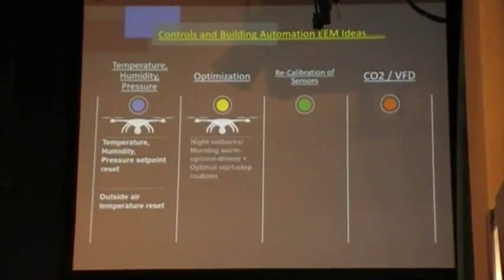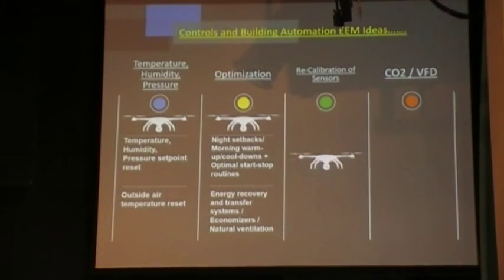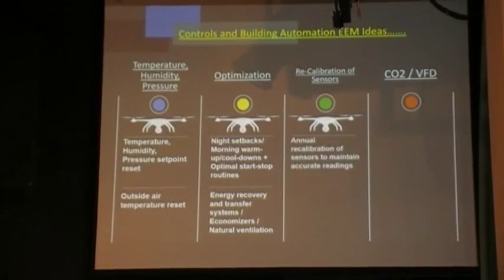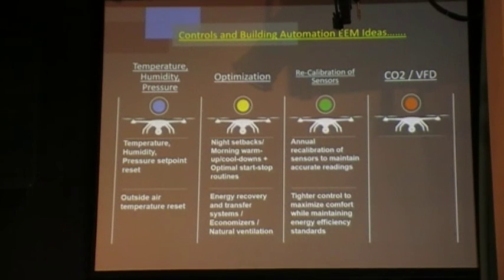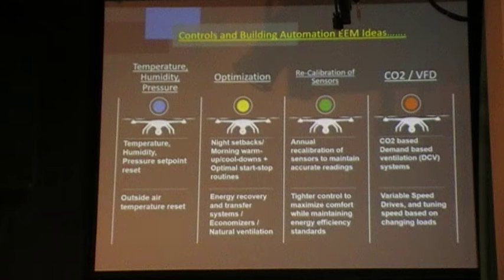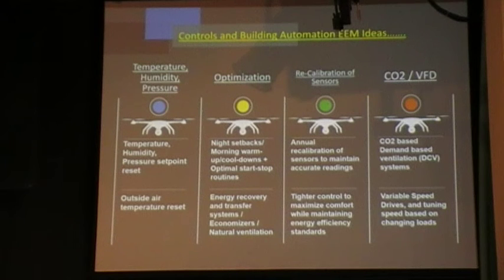Controls, building automation systems, they are so easy to go through and find ways to save money. You've got temperature, humidity, pressure controls, right? Optimization, just calibrate the sensors. If they've been around for 2, 3, 4 years, they probably are so far out of calibration, they're 2, 3, 4 degrees off, 10% off RH, 50 off parts per million. So just a simple calibration of sensors will really help you out.